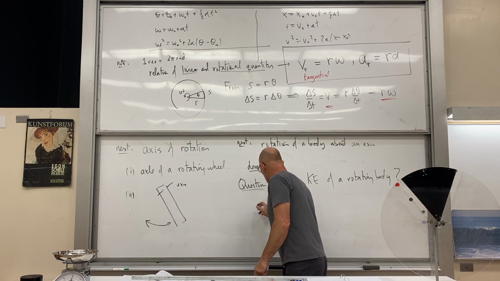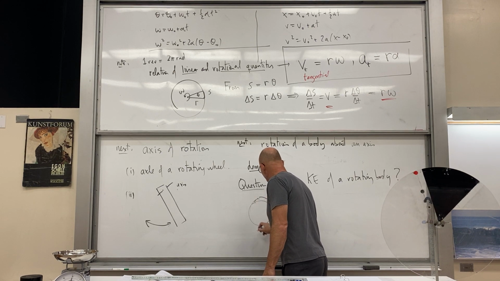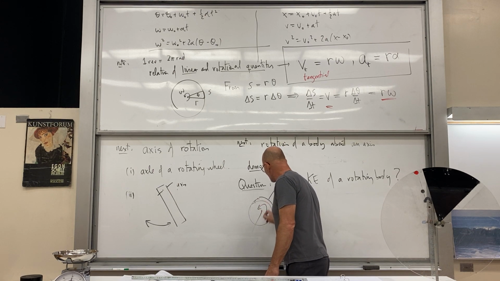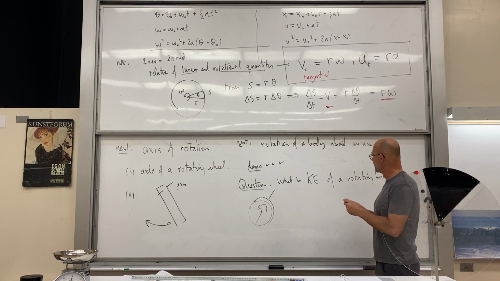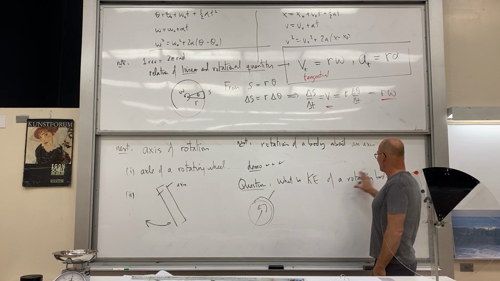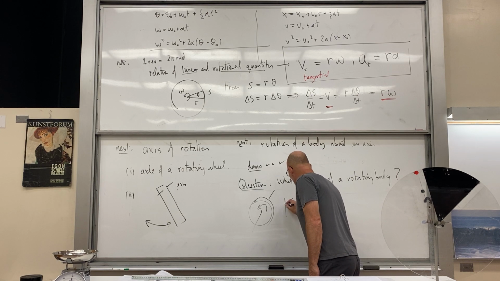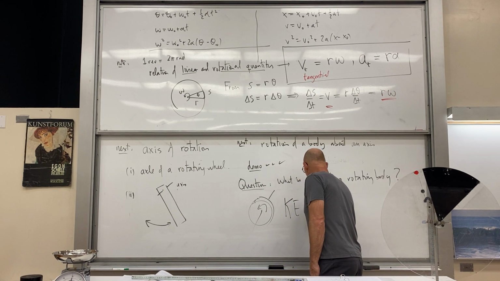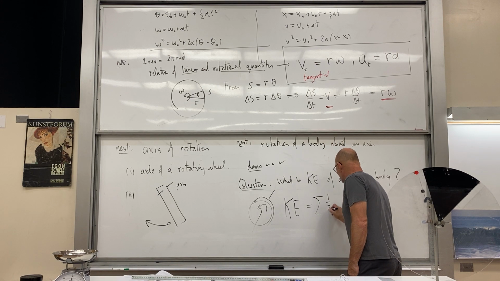So good, I'll just draw a rotating body. Imagine you have some disk here rotating about this axis like so, and it's a massive disk. So what is the kinetic energy of that thing? We'll start with, it's the sum of all of the kinetic energies.